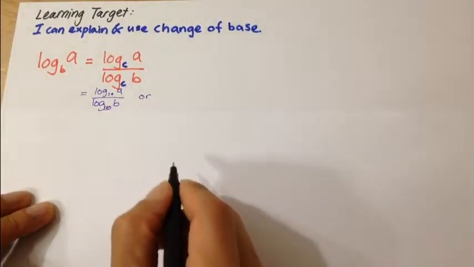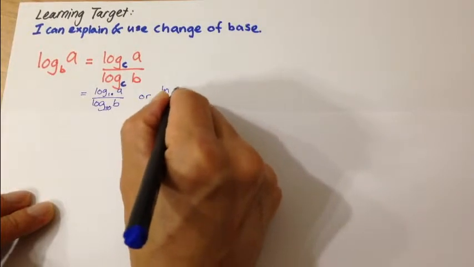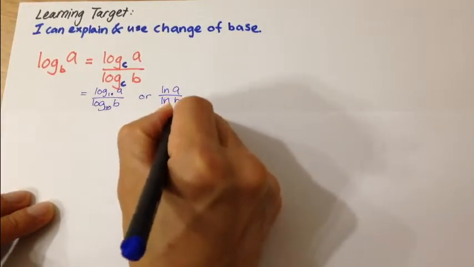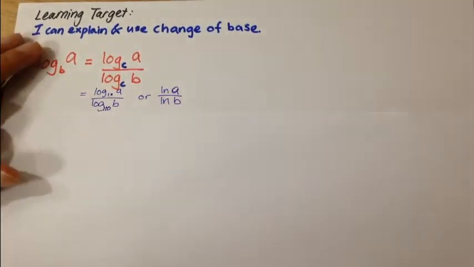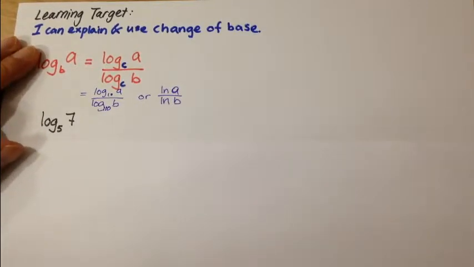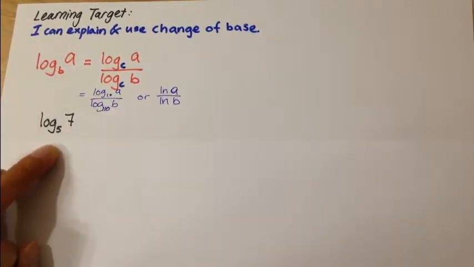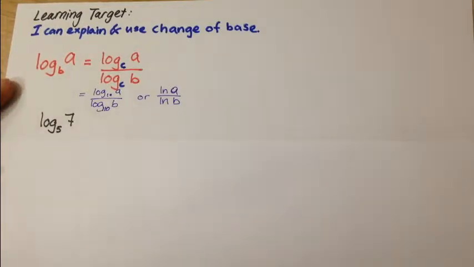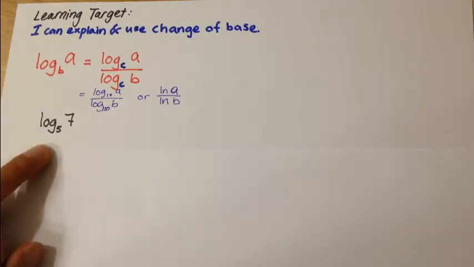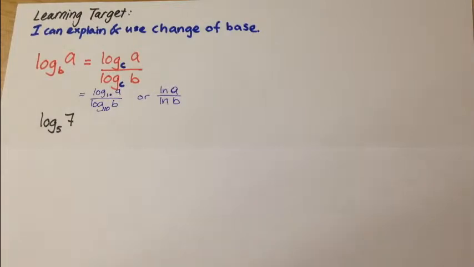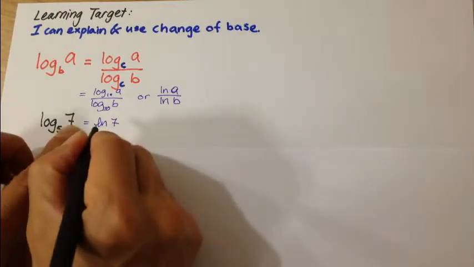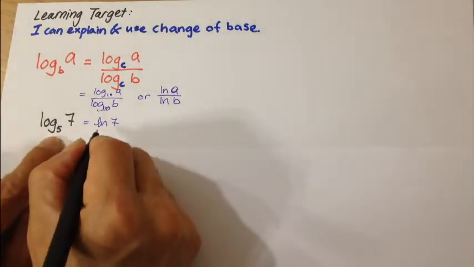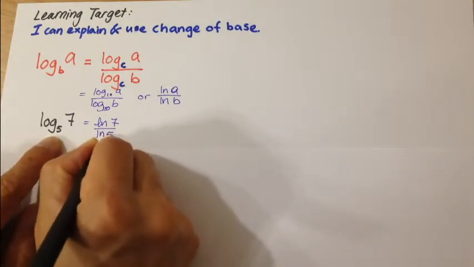Alternatively, if you choose c to be e, then that will be natural log of a over natural log of b, for example. This is very useful in the sense that in the past, if you had to evaluate logarithm 7 base 5, there's really no easy way to do it. Nowadays, with a Texas Instruments GDC, you can type this in immediately and get an answer, but in the past that was not possible. So you would have to write this as ln7, the argument on top remains on top, the base below remains below, ln5.